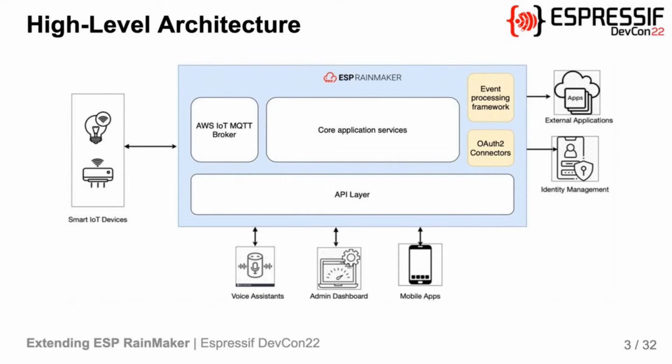Smart IoT devices interact with the AWS IoT MQTT broker to connect to the cloud, and voice assistants, the admin dashboard, and mobile apps, which are all the clients, interact via API with the cloud. The core application services consist of the core business logic of ESP RainMaker, and then there are some optional components, which are the event processing framework and OAuth2 connectors, which we will see further in the slides. Now, the blue box that you can see is actually the cloud which is hosted in your AWS account. We'll see what it consists of in the next slide.